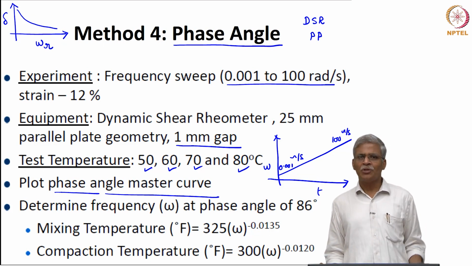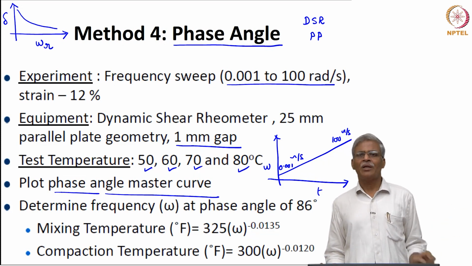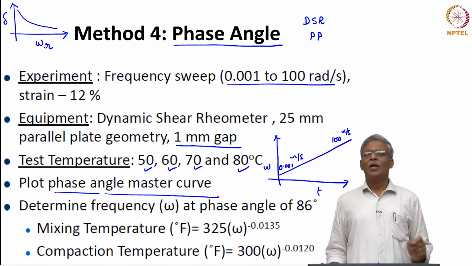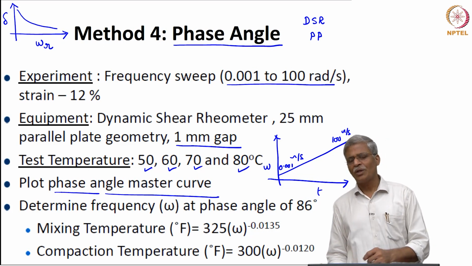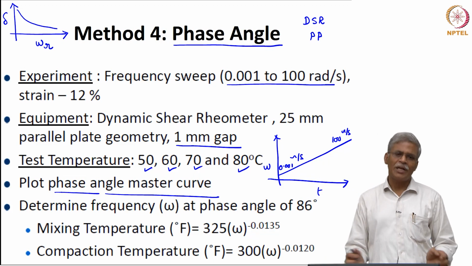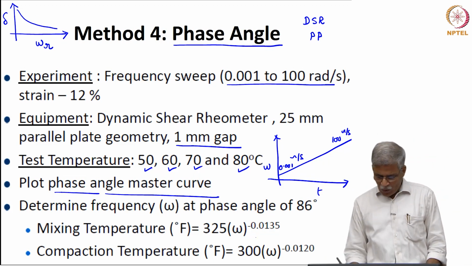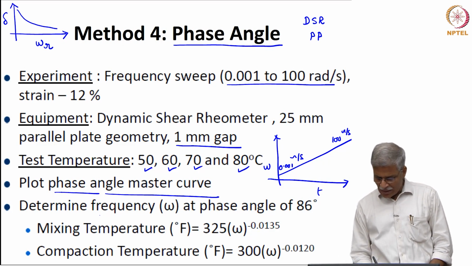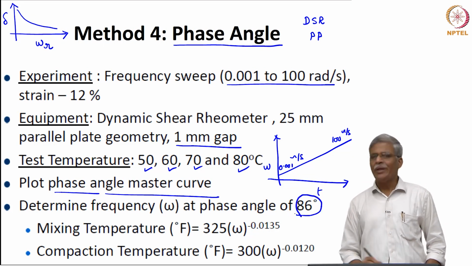You are aware of the shift factor. So, what you will do? You will find out the shift factor corresponding to the temperature, and then knowing that shift factor you will use it to compute the reduced frequency for any given frequency, and from the reduced frequency you will read it from this graph to get the actual phase angle. Now, what we are going to do is plot the master curve, and this reduced frequency at a phase angle of 86 degree will be taken.